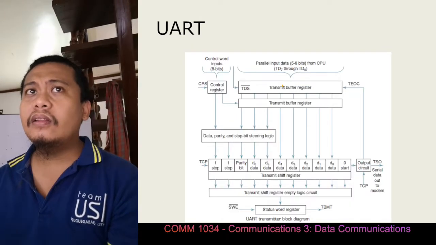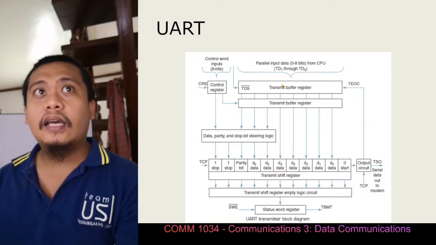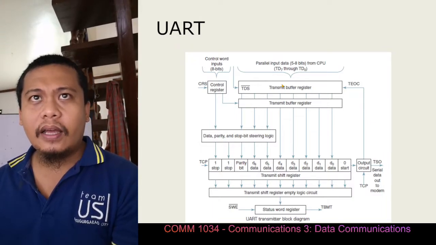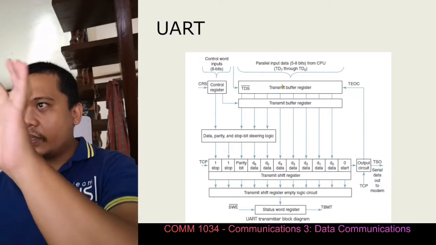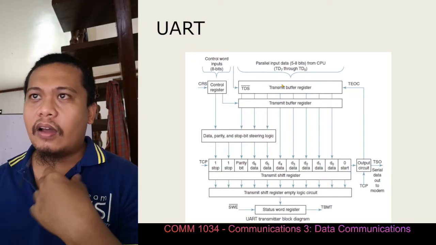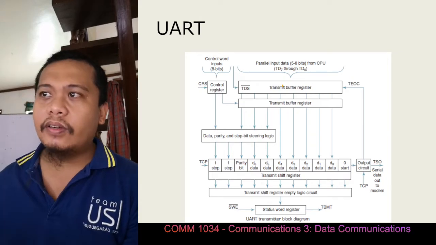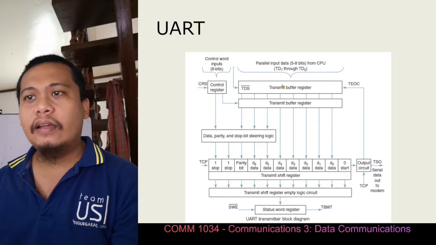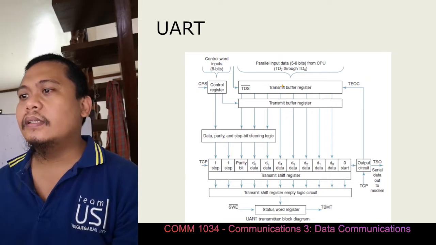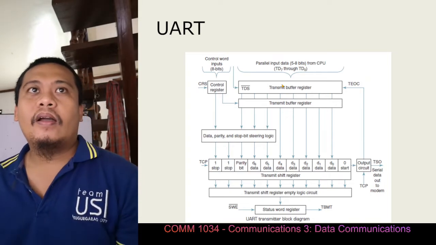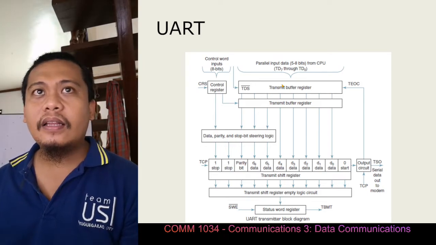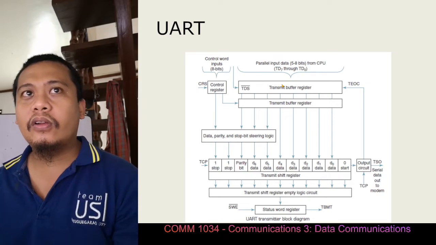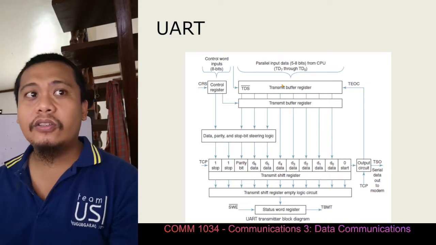UART can be divided into two functional sections, the transmitter and receiver. The figure shows a simplified block diagram of the UART transmitter. So transmitter muna tayo class, no? We have the control register, the transmit buffer register, then the adding of parity bits, and so on, no? Before transferring data in either direction, an 8-bit control word must be programmed into the UART control register to specify the nature of the data.